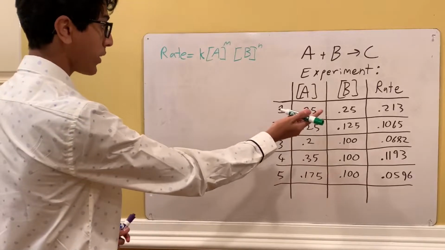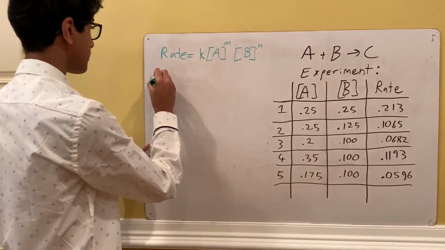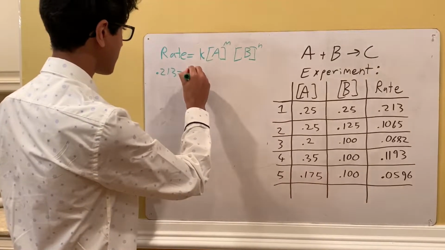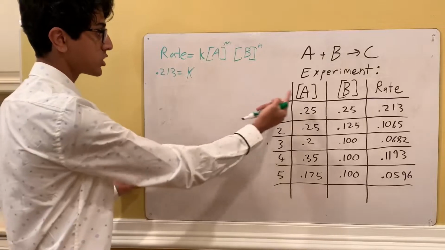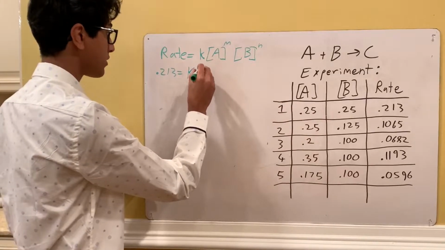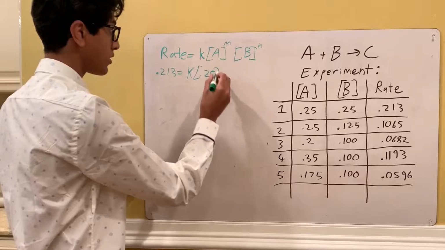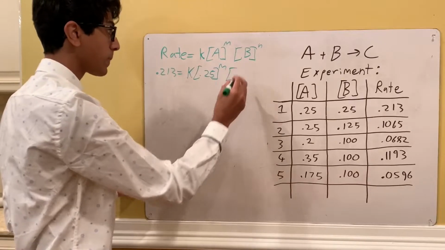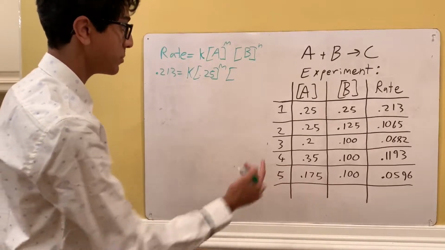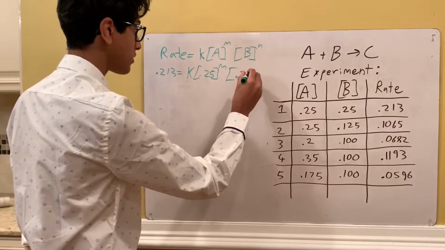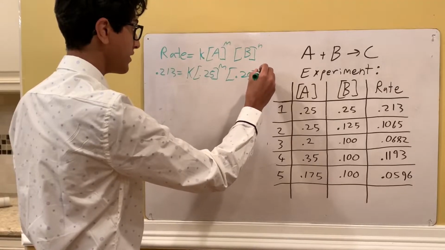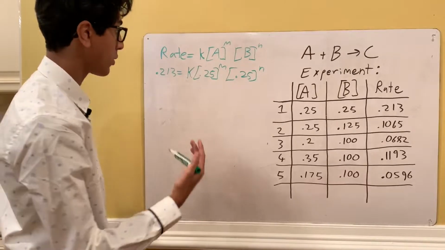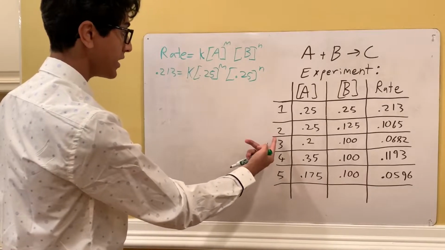So rate 0.213 is equal to K, the rate constant, times the concentration of A, which is 0.25, to the M, which is the order, the exponent. And then the concentration of B is 0.25 as well, and that's to the N. Now we're going to have to find the equation for the second one and divide it.